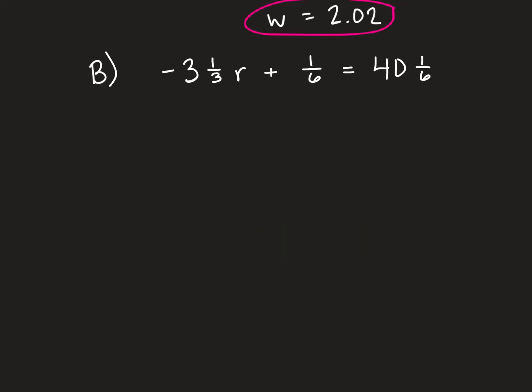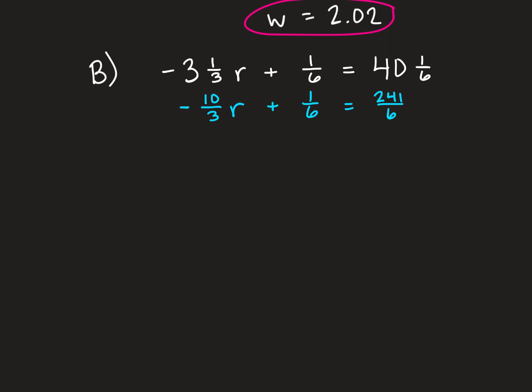Okay, our last equation. This one has fractions. And at first glance, fractions may look like a lot of work. But we could start by getting them into a form that would be easier to work with, which would be improper fractions. So I'm going to use around the world, and I'm going to say negative 3 1/3. I say 3 times 3 is 9, plus 1 is 10. I've got a negative sign, so I have negative 10/3 r, plus 1/6 equals. And then around the world, 6 times 40 is 240, plus 1 is 241. And we keep our denominator 6.